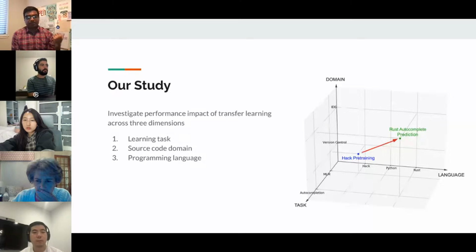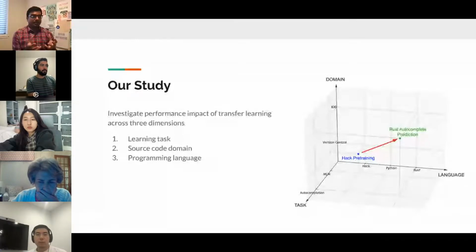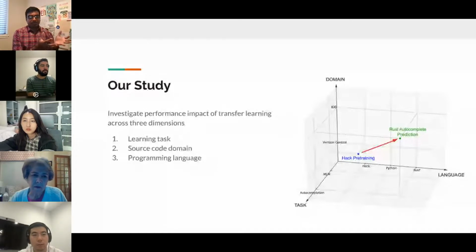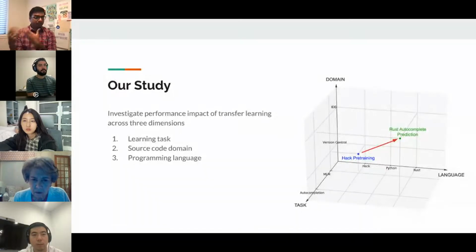In the second dimension, we are asking: can we transfer learn across source code domains? A snippet of code goes through various stages. It could appear in an IDE as the developer is typing, in a code commit, or in a post. Can we transfer knowledge across the places where the snippet appears and help auto-completion? The third dimension is transfer learning across programming languages. Can we learn from one programming language and use that trained model to power auto-completion in a different programming language?